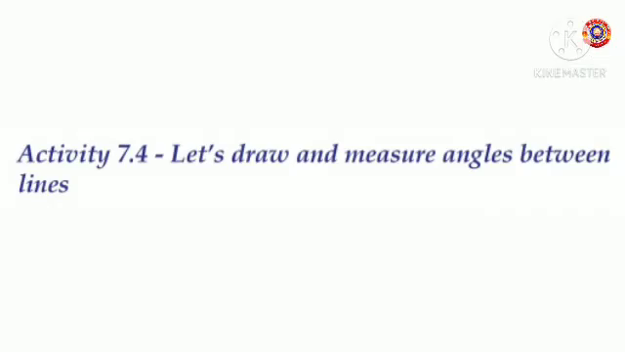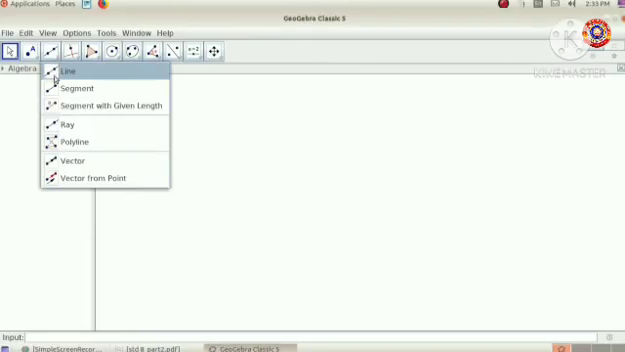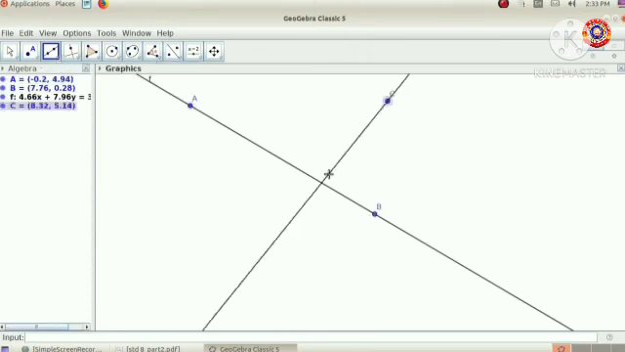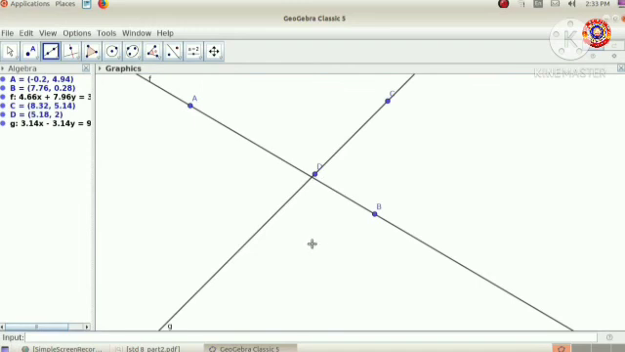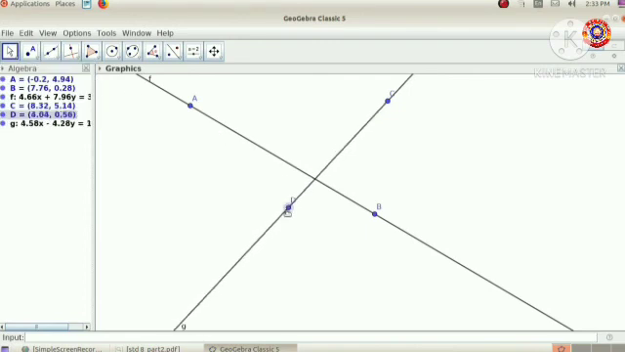Let's move to our activity, draw and measure angles between lines. So, we can use this tool group and take the line tool. Draw a line. You have known the method to draw lines like this. You have studied it in your previous class, right? Then, using the move tool, we can move the position of the points. Adjust the position of points.